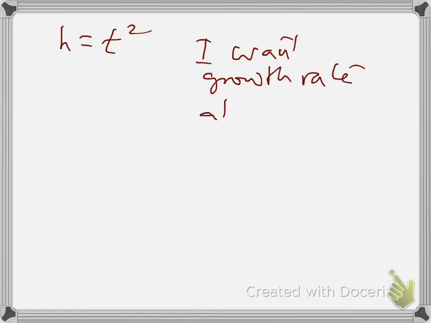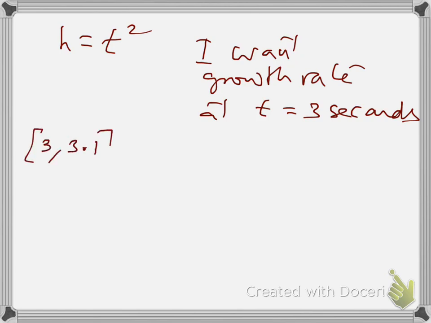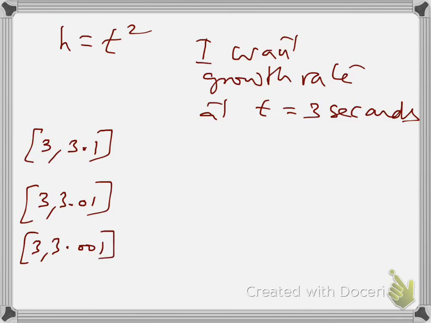So same h equal to t square. I want the growth rate at t equal to 3 seconds. Remember, growth rate is calculated at a particular time. So first we'll calculate the average growth rate from 3 to 3.1 seconds, then from 3 to 3.01 seconds, then from 3 to 3.001 seconds, like this, and we will see the pattern. From that we will be able to get the growth rate at 3 seconds.